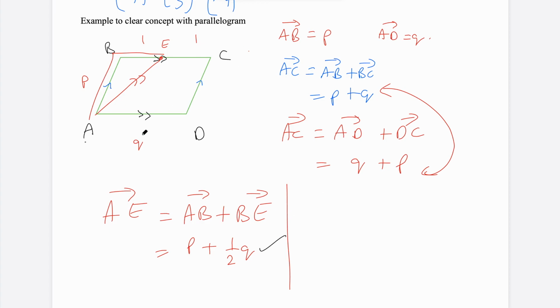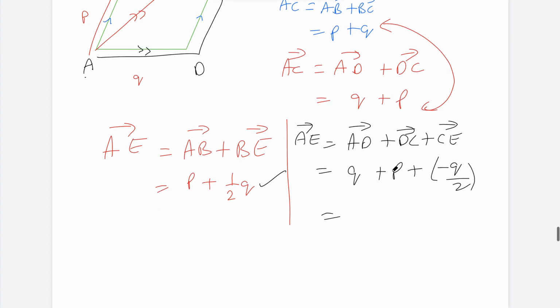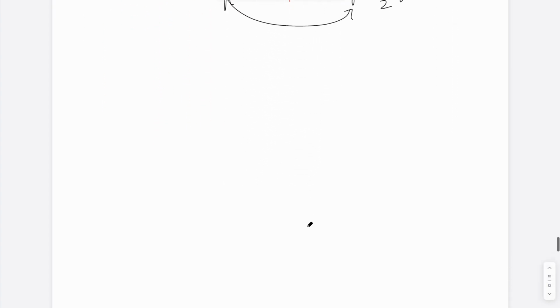Just to compare, if you had chosen a different path for AE, let's say you come from the right side, AD plus DC plus CE. AD is Q, DC is equal to P because it is equal to AB. Now CE, we know it is going opposite to DA and half of that, so it is negative Q by 2. Now you simplify this. P is here. Now 1Q minus half Q is again 1 by 2 Q. So whatever path you choose, you always get the same answer.